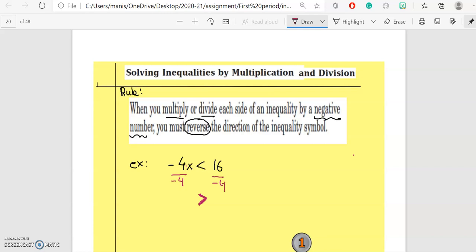So what will happen in this case is negative 4 divided by negative 4 is 1, and only x is left over here. But when you divide 16 by negative 4, it will give you negative 4. So the important thing to keep in mind is that you are reversing the direction of the inequality symbol. Always remember, it happens only in one case: whenever you multiply or divide each side of an inequality by a negative number.